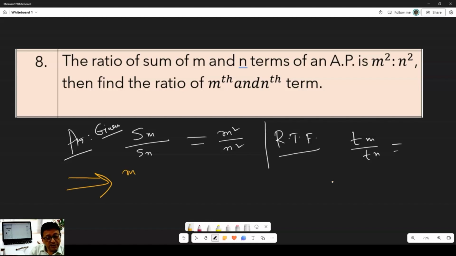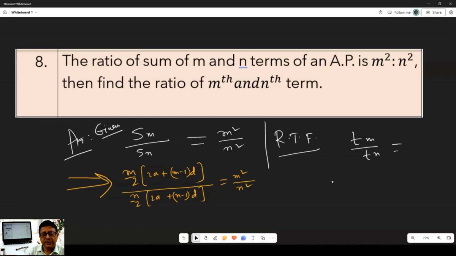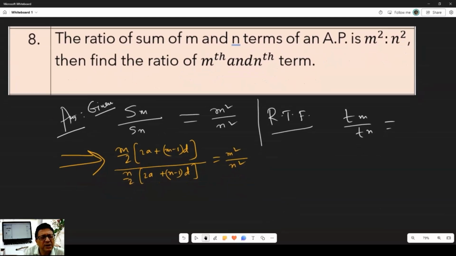Sm is what? M by 2 twice A plus m minus 1 d, over n by 2 twice a plus n minus 1 d, equals m square by n square. Isn't it? You understand? What is given there? That only I have used. What is the advantage here? Advantage is strike this one out, m from this side, m from this side, n from this side, n from this side. This is all you can do.